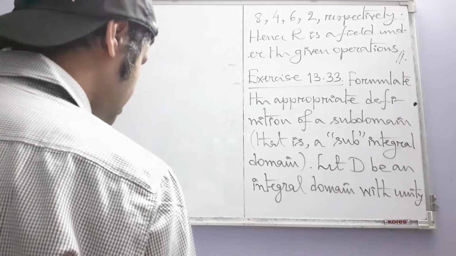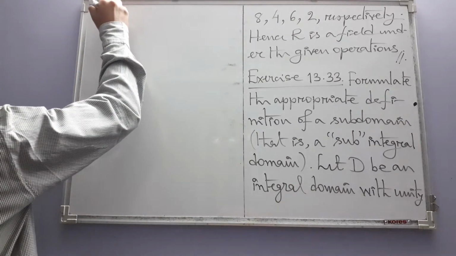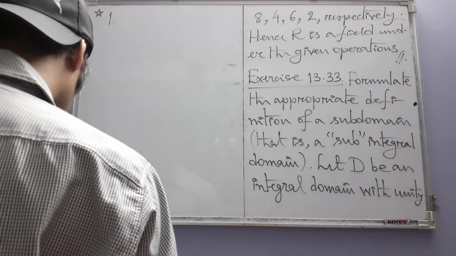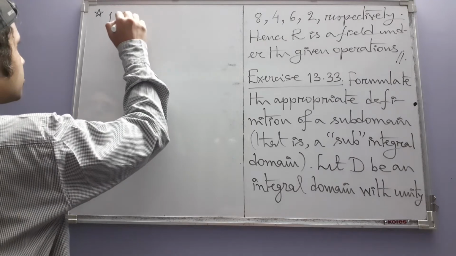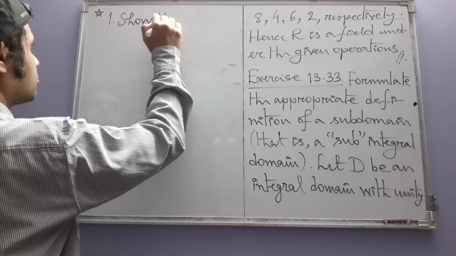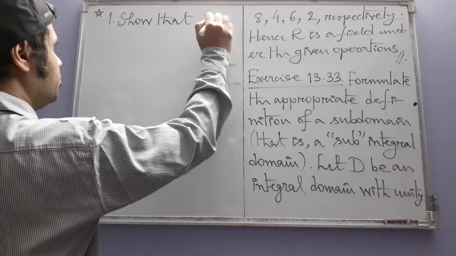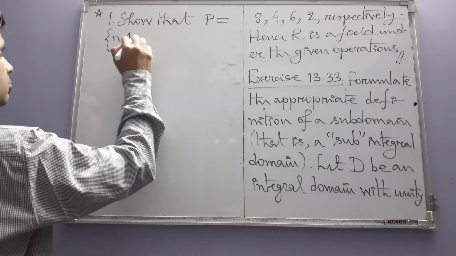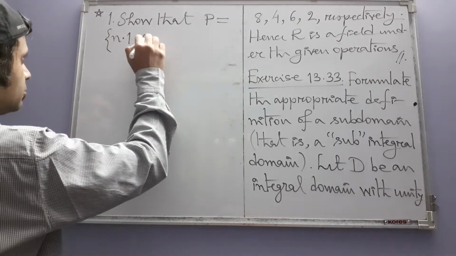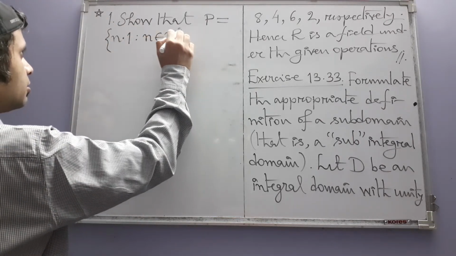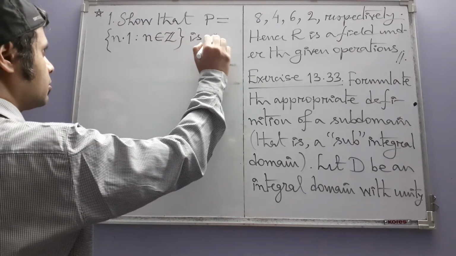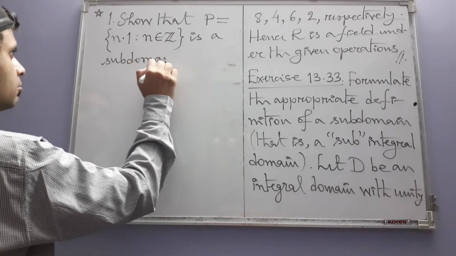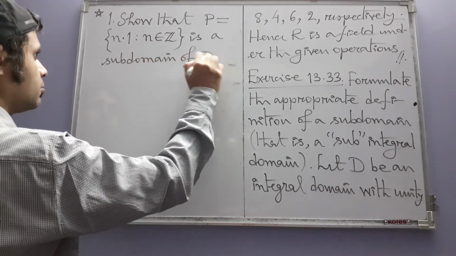Let D be an integral domain with unity 1. Okay, the symbol 1 represents the unit element. Show that P, which is equal to n dot 1, where n is any integer, is a subdomain of D.